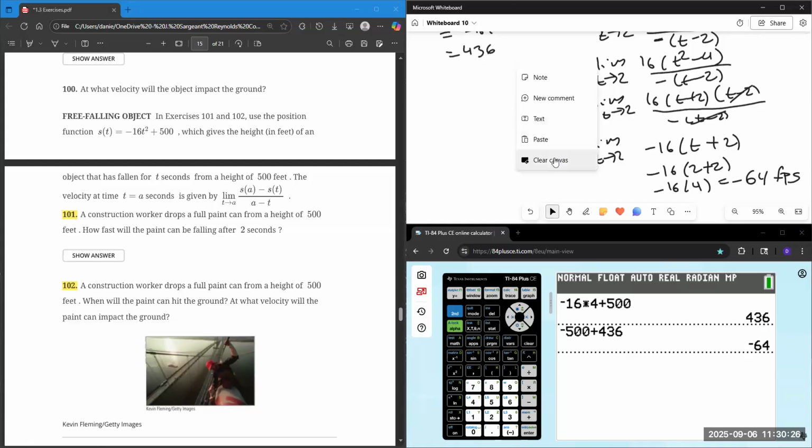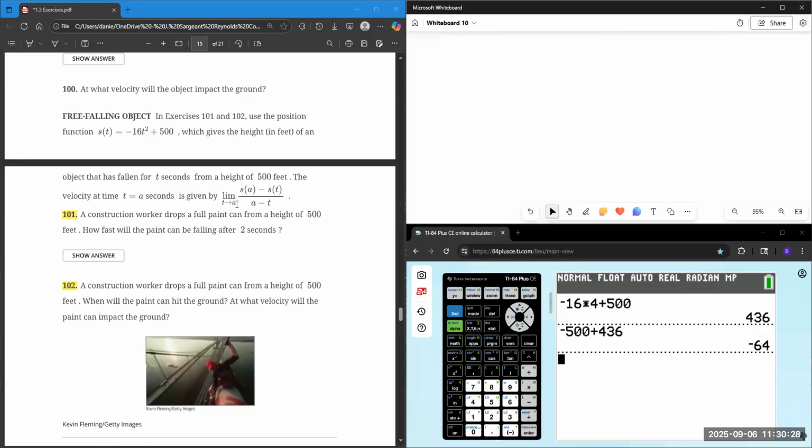102 is going to be a little bit more complicated. A construction worker drops the can from a height of 500 feet. When will it hit the ground? So we want to find 0 equals negative 16t squared plus 500. And I'll just go ahead and call this t sub a because it's going to be the a that we're interested in our formula later.